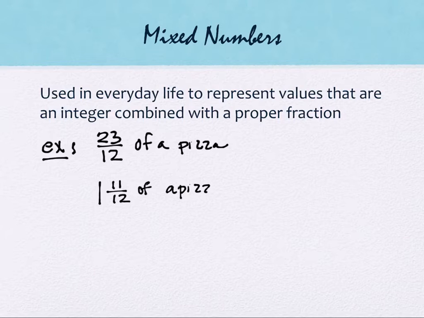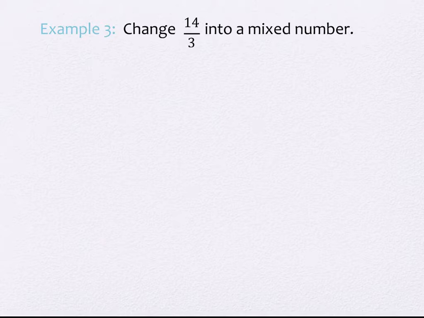In other words, it's telling you there's a whole pizza and then there's almost another whole one, right? 11 out of 12. There's 11 slices of a 12-slice pizza. Okay, so we look at that and we have an immediate visual reference point that makes sense to us, whereas 23/12 doesn't have that for us. So let's take a look at a couple of examples of changing both in and out of mixed numbers.